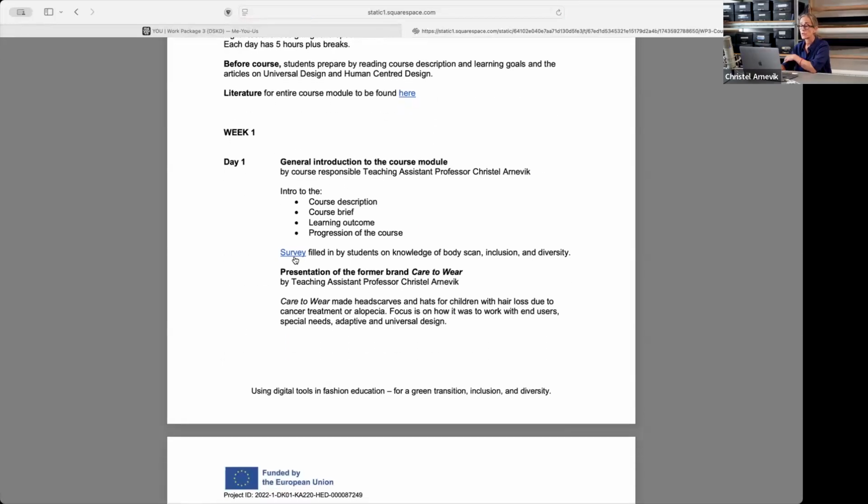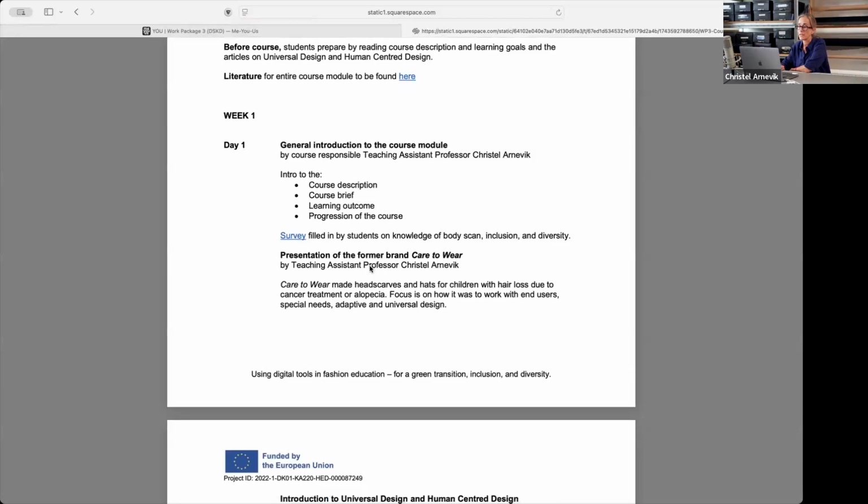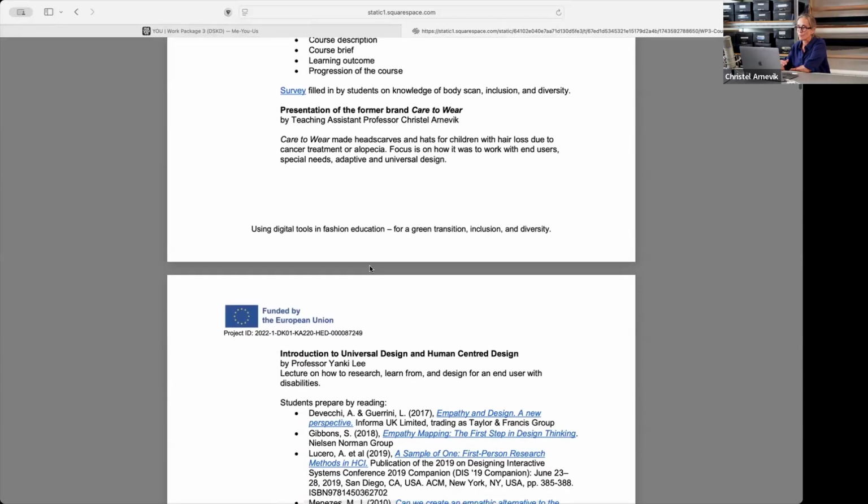We had a survey to start out because we needed to know where the students were, not only in digital skills, but also the skills of, as Fernanda put it as well, all the basic fashion designerly skills that are needed. Because it doesn't pop up just because it's digital. You need to bring that along as well.